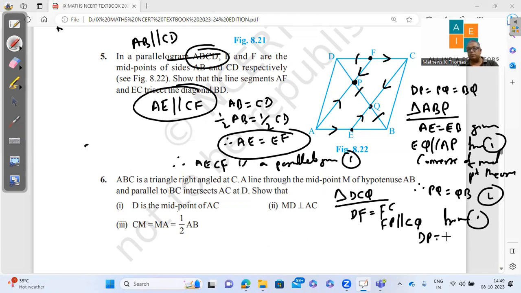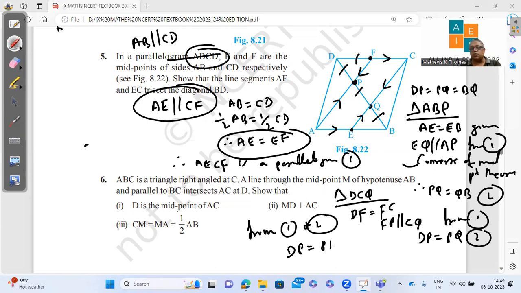So I can say DP equals PQ, by the same reason, converse of the midpoint theorem. So just look at the second and third. We have already proved PQ equal to QB, and now I've got DP equal to PQ. So from 1 and 2, we can say that DP is equal to PQ equal to BQ. And therefore, we can say that AF and EC trisect BD.